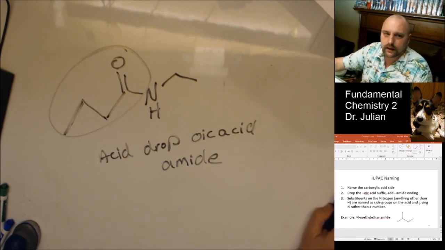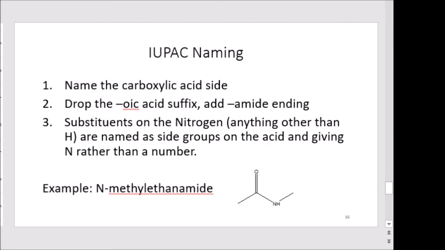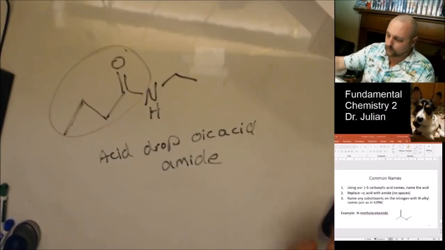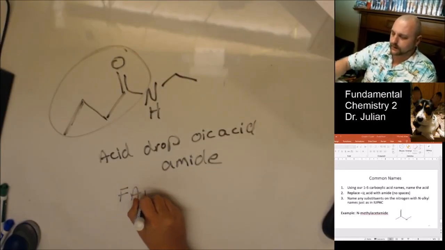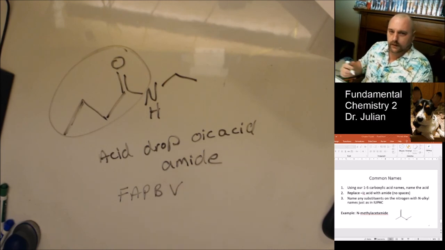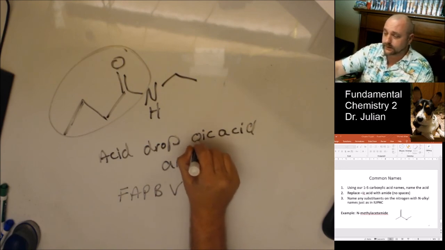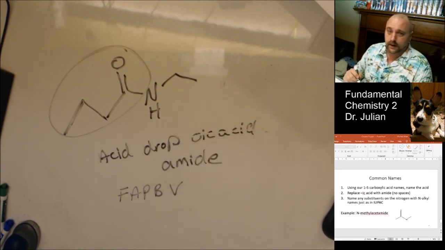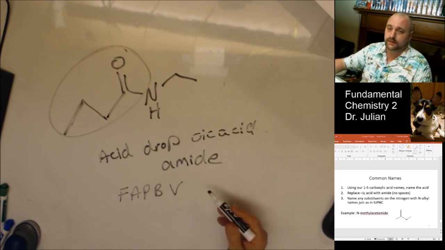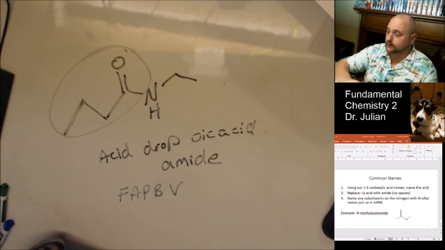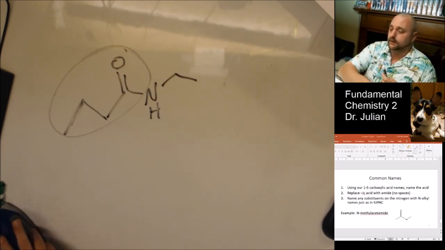Alright, so for the common system, all you really have to do then is name our acid using the common name. Alright, so FAPBV, and then we're going to replace the ic acid. So remember, it doesn't have the O, so you're going to get rid of the ic acid and put amide, just as before. Other than that, it's the same as IUPAC. Don't forget, they're going to use alpha and beta and all that good stuff.